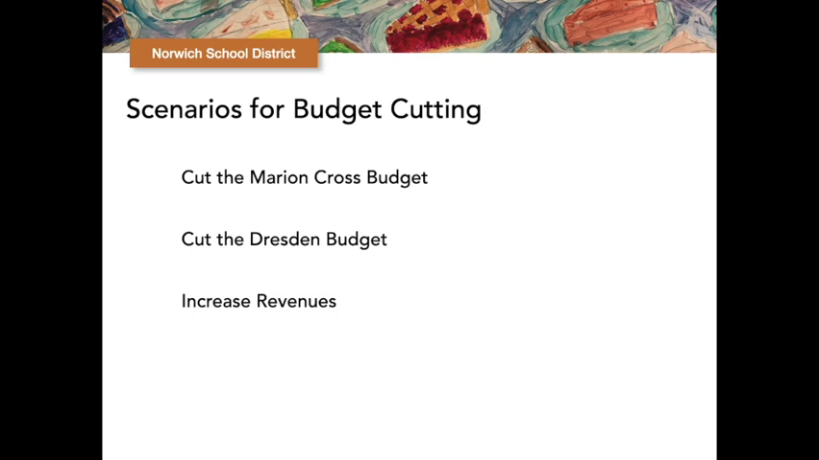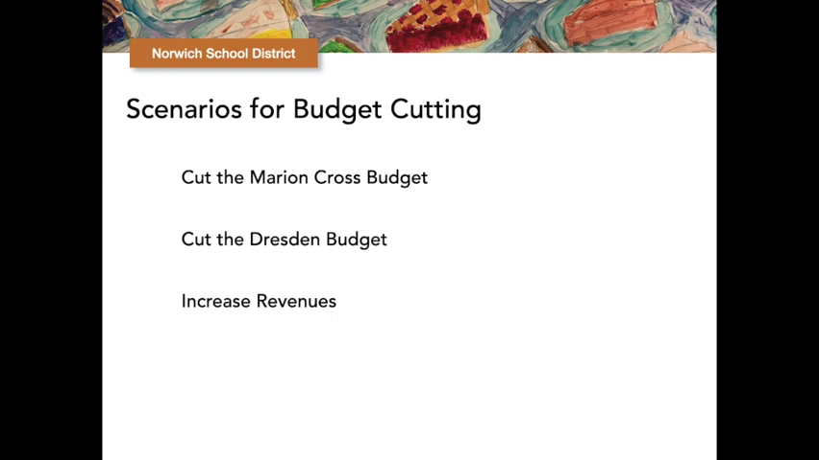The primary thing that we could do in the near term is cut the budget. In Marion Cross, that's pretty straightforward. We'd realize the full savings of any cuts. When looking at the Marion Cross budget, it's important to acknowledge that almost 2/3 of the budget is devoted to salaries and benefits. So if we need to achieve significant savings, it would be difficult to do that without addressing staffing.